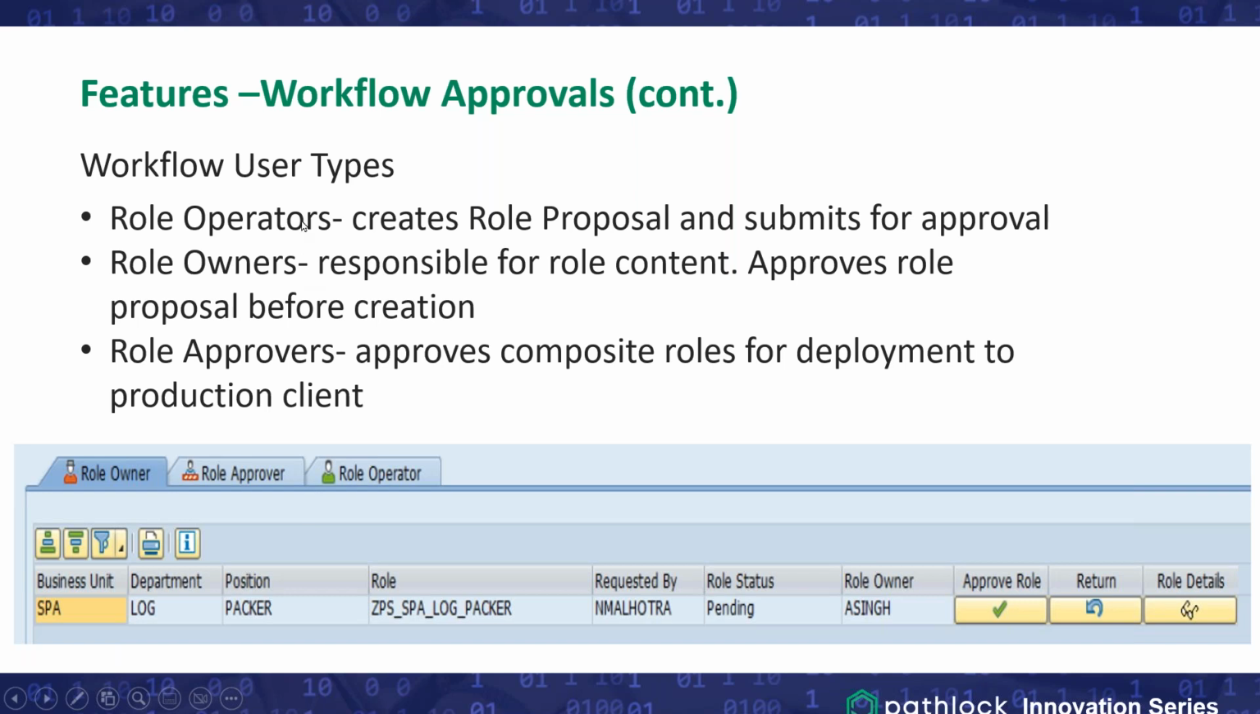The role operator will approve it for the role creation. We also have another thing called a role owner who will approve the deployment in production. And the role operator up here is actually the security person. So I was on the wrong line when I talked about that. You got role owners and then approvers to move to production. And this is the screen where they can approve, return it, go look at the role details.